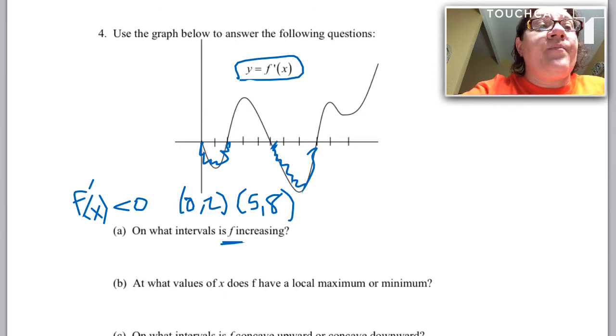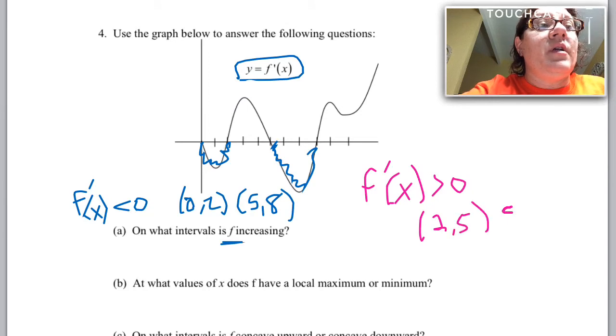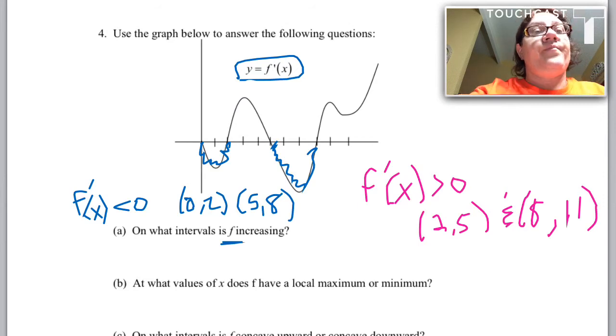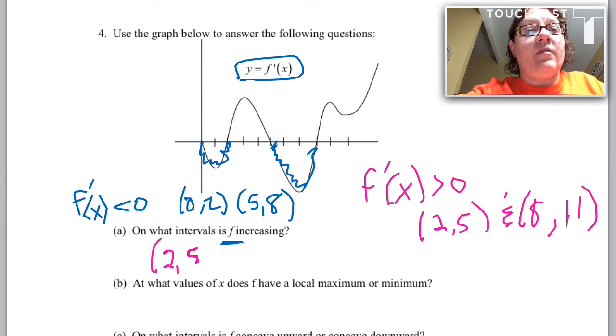And instead, it's positive because it's above the x-axis from 2 to 5 and 8 to, let's say, 11. Put a couple more tick marks on there. So it's increasing when it's positive, so that would be the 2 to 5 and 8 to 11.